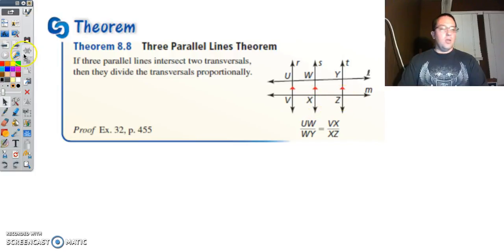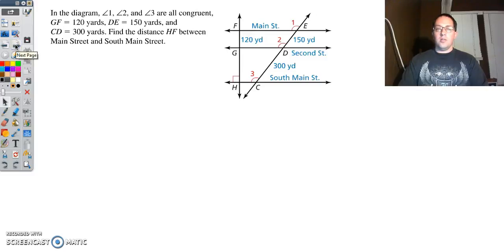All right, so let's take a look. In the triangle, angles 1, 2, and 3 are all congruent. GF is 120 yards, DE is 150, and CD is 300 yards. We want to find the distance HF, so how far it is from Main Street to South Street along this line here, because this distance, remember, is always a perpendicular line.